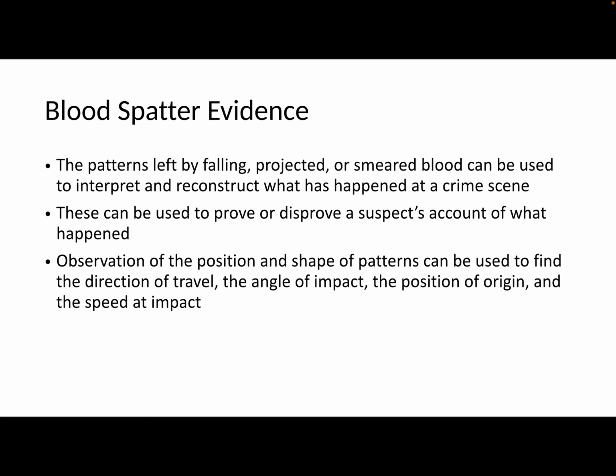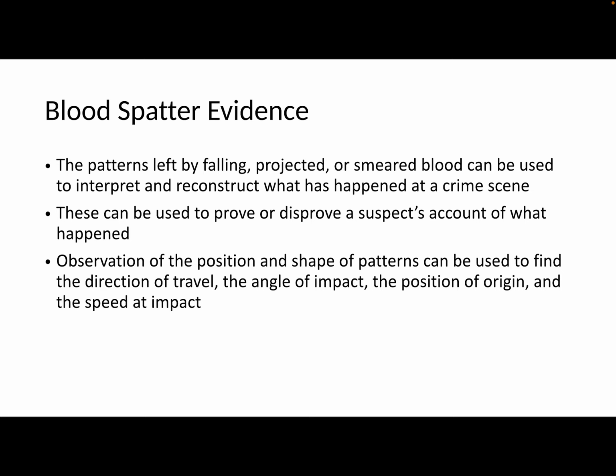A lot of times these can be used to prove or disprove a suspect's account of what happened. If they're saying they saw 2 people there, but we have 3 different sets of bloody footprints, that would discount the witness statement. Or maybe we could figure out if a certain type of weapon was used, or if they said it was a gunshot, but the blood spatter does not match up with a gunshot wound.